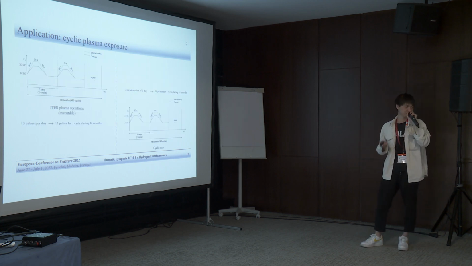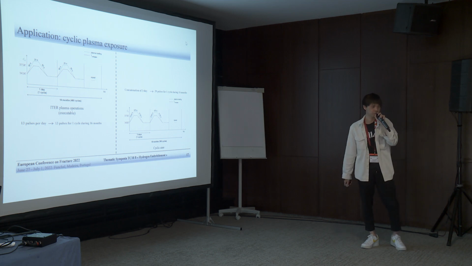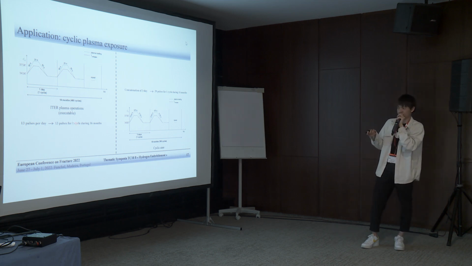In fact, the plasma loading is not continuous. For example, an executable scenario of the ITER plasma operations is like this, which represents 13 plasma processes per day. For the sake of simplicity, we have taken a concatenation of 3 days of ITER plasma operations during 16 months as our cyclic case, compared to our continuous case.